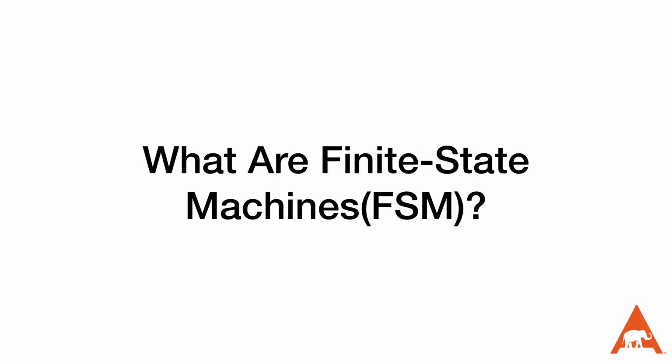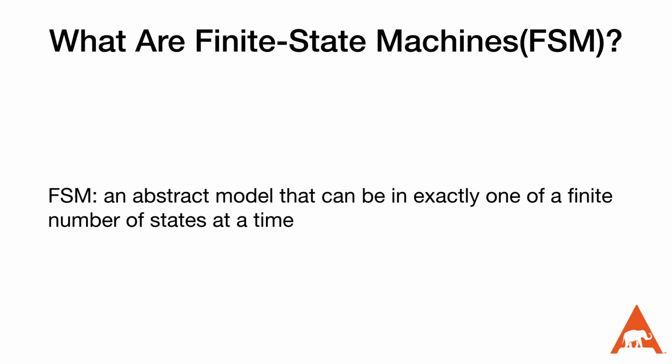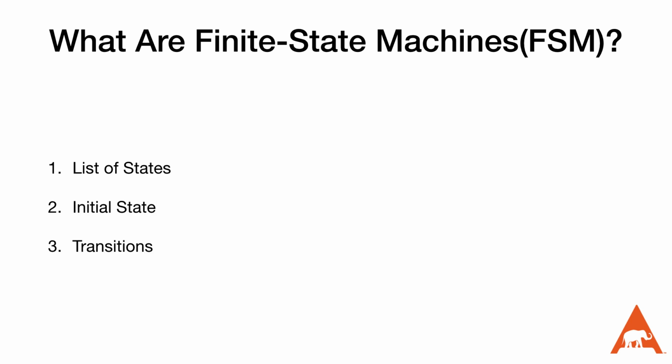In our previous video, we talked about what finite state machines are, and in this video, we're going to discuss how to write them in PHP 8.3. A finite state machine is an abstract model that can be in exactly one of a finite number of states. Finite state machines move from one state to another based on some kind of input in what's known as a transition. When we define a finite state machine, we do so by defining the list of states, the finite state machine's initial state, and then the transitions.